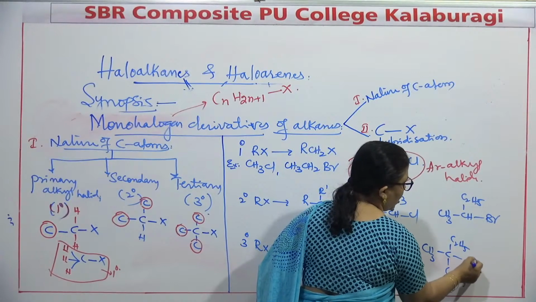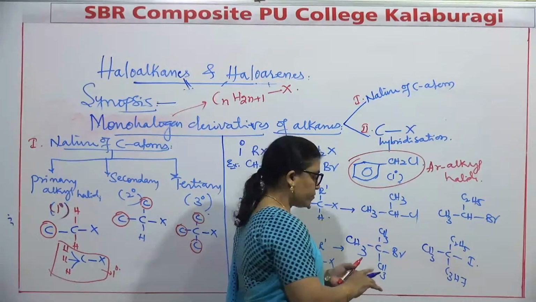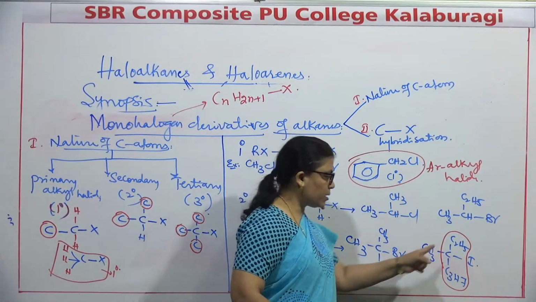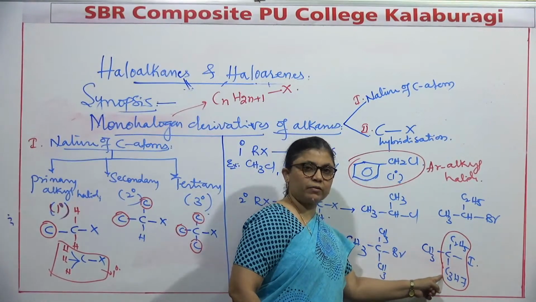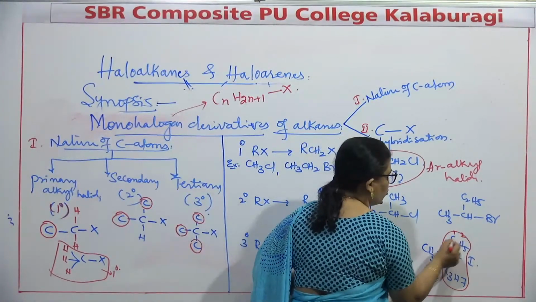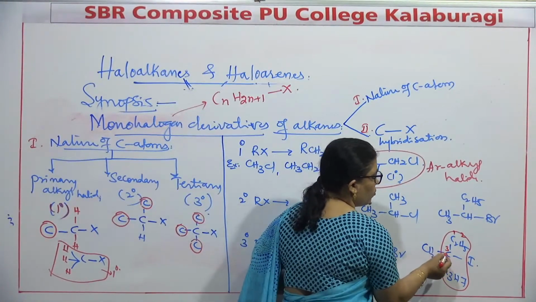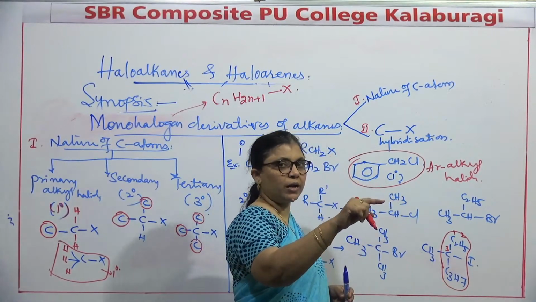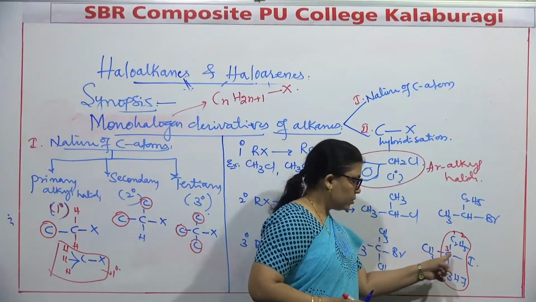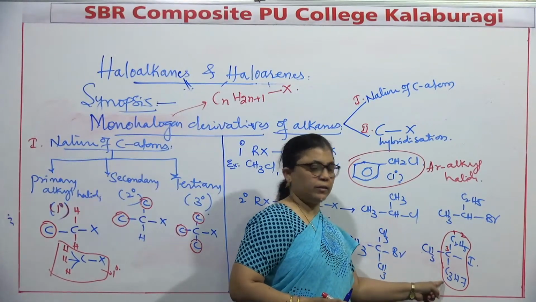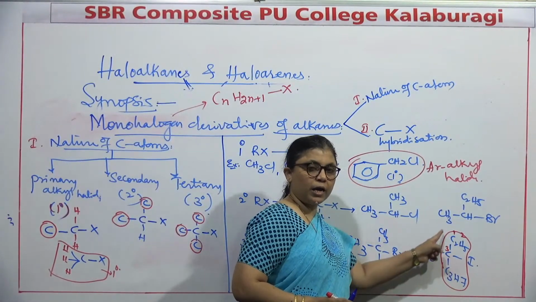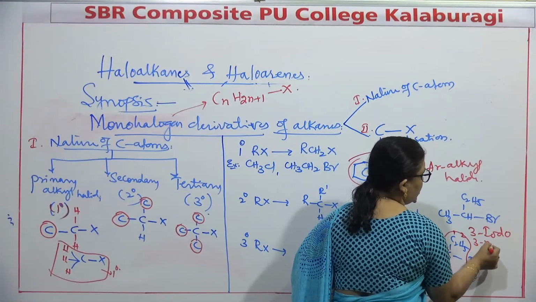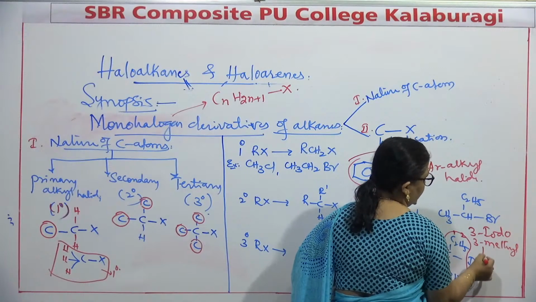Correct? The longest chain is what? This one. This is the longest chain. How many carbon atoms are there? 1, 2, 3. 3 plus 3, 6. Correct? So what we can call, 3 methyl. Okay, 3 iodo. In alphabetical order, iodo will come first. 3-iodo-3-methylhexane.